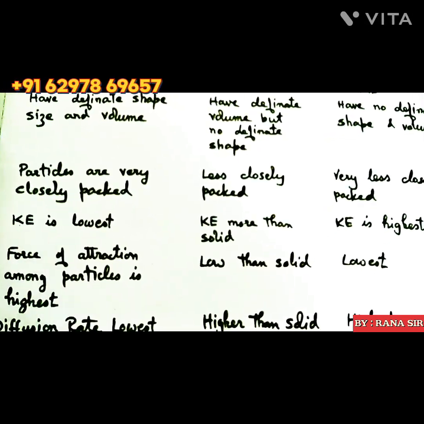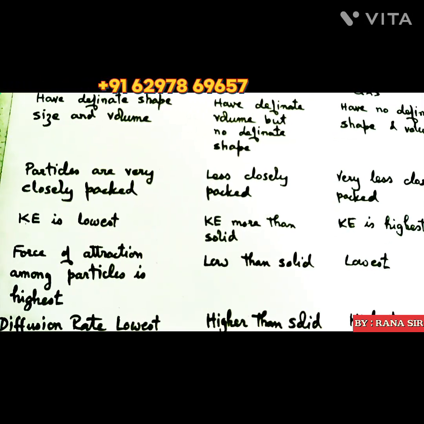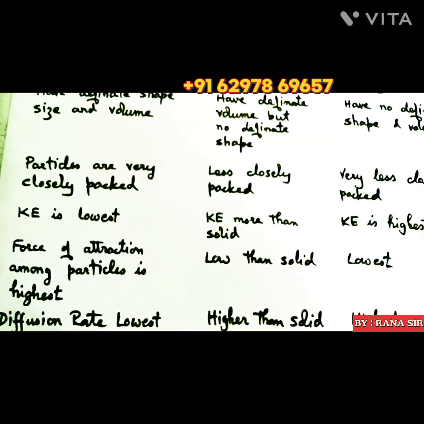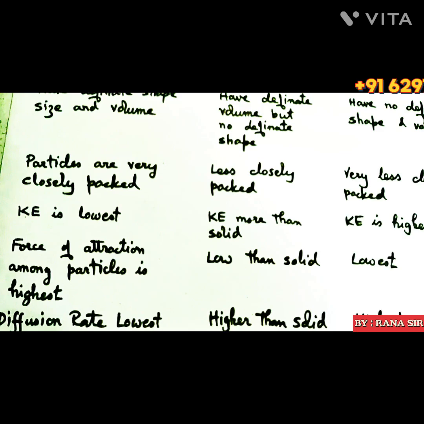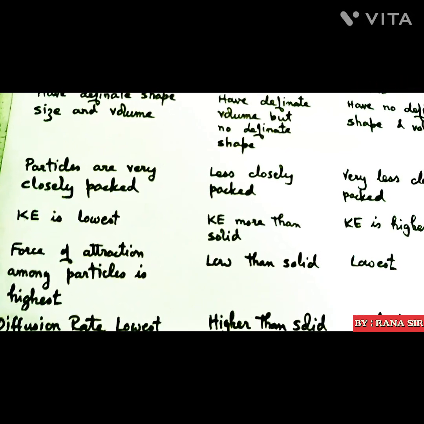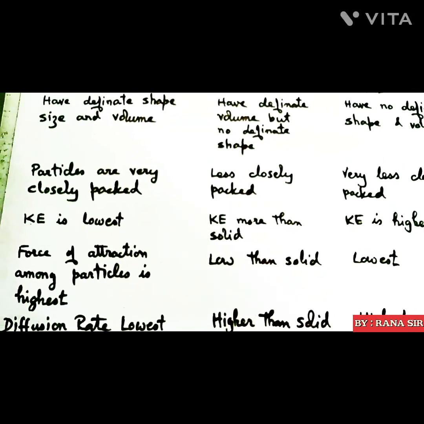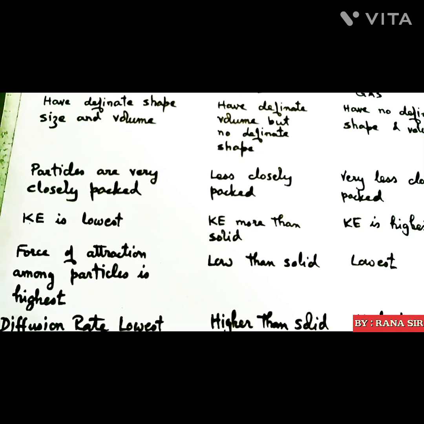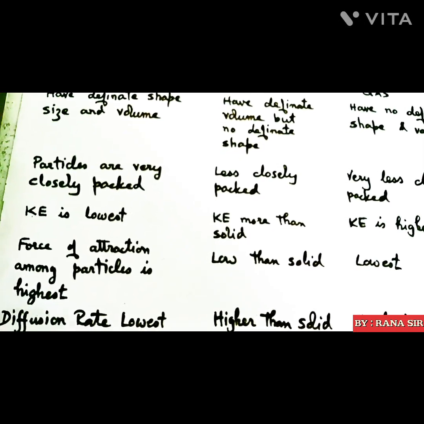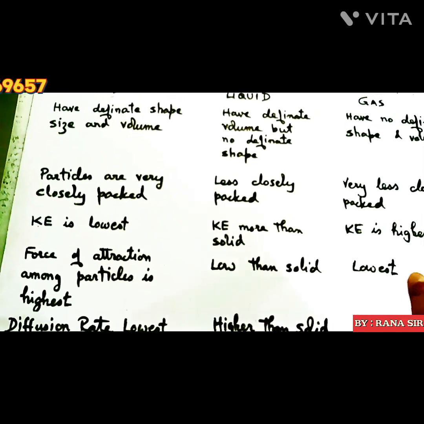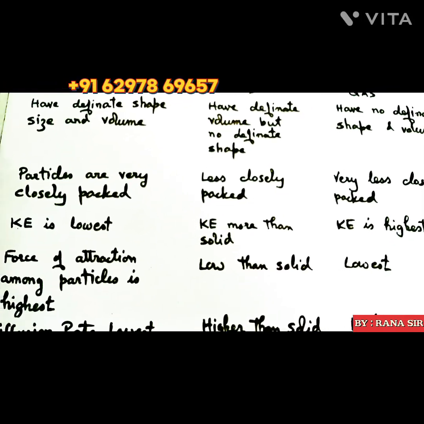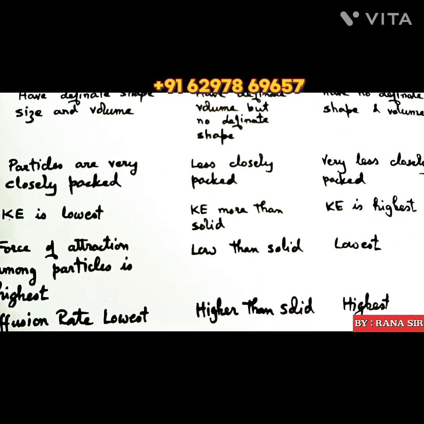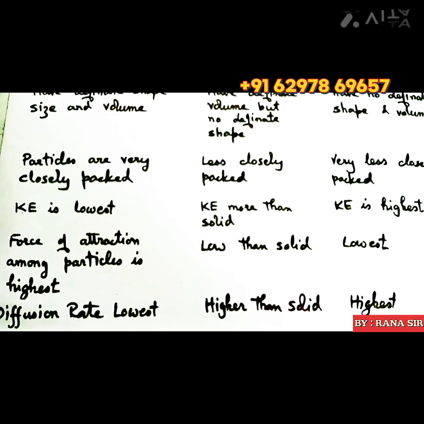Next is KE, kinetic energy, which is lowest in solid. The movement of particles is lowest. The particles in solid vibrate; they cannot move. In liquid, the particles do move, and more than in solid. But in gas, the KE is the highest. The particles move very frequently, at a very high rate.